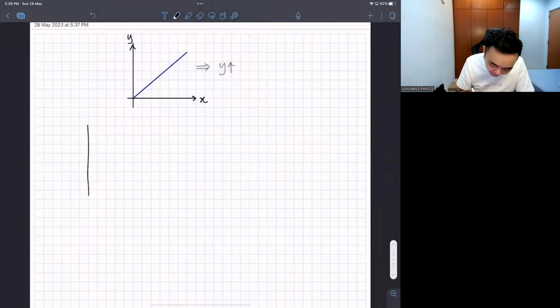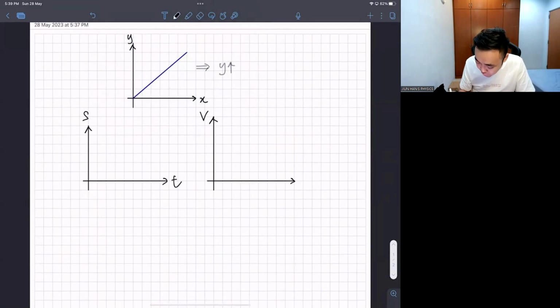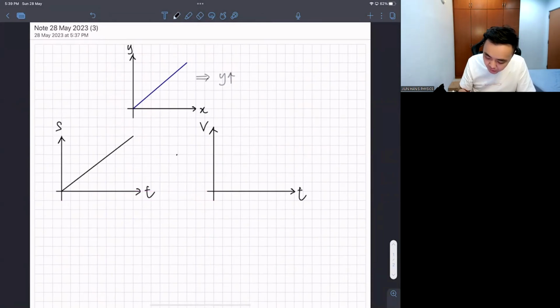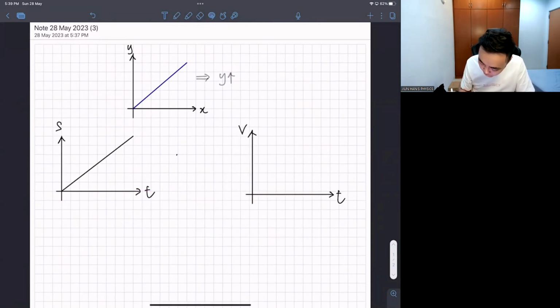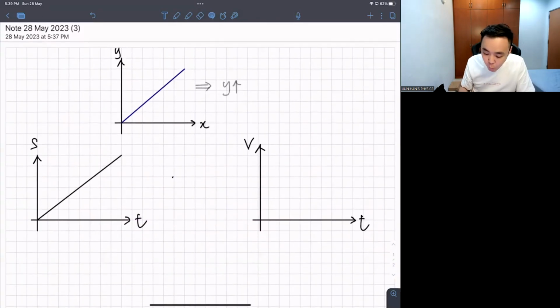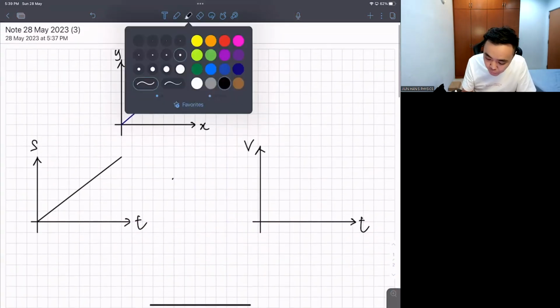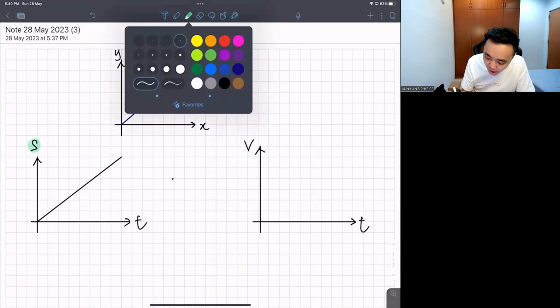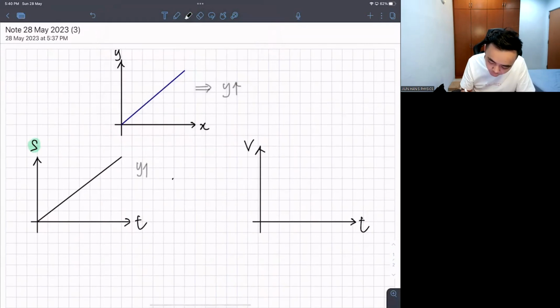Because I can have an ST graph, and I can also have a VT graph. And they mean very different things. They tell very different stories. First thing first, what does it mean if I have a graph that does this? Rule number one, always make it a good habit: read the y-axis. So here, what's my y-axis? S. So when the graph goes up, it means the y goes up.